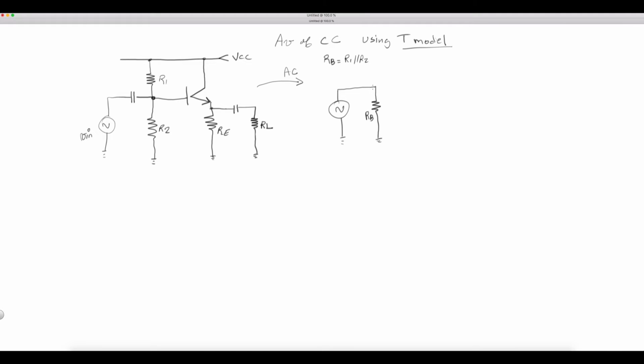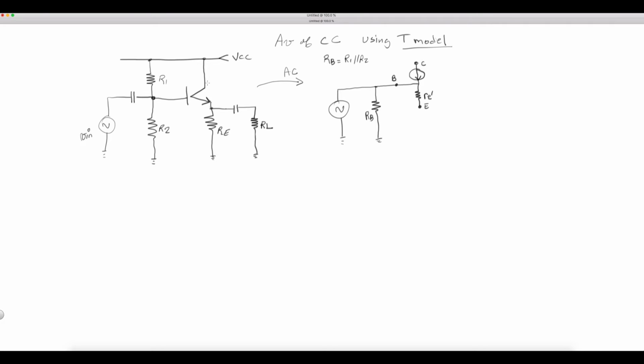Okay. All right. So since we're using the T model, what does that entail? The transistor itself, right here, this would be RE prime, plus the current source would be this way, which means this is the base, okay? This is the emitter, and this is the collector. So that's as far as the transistor T model looks like.